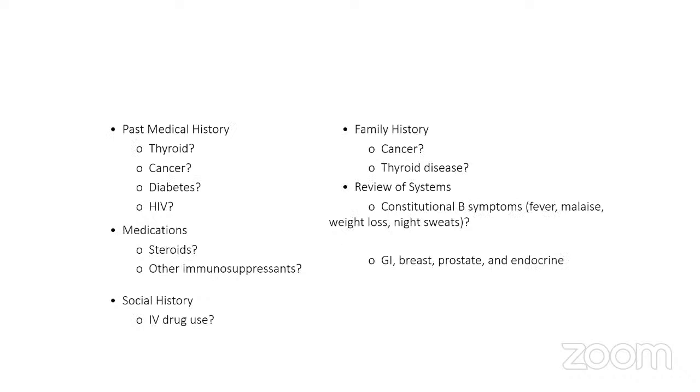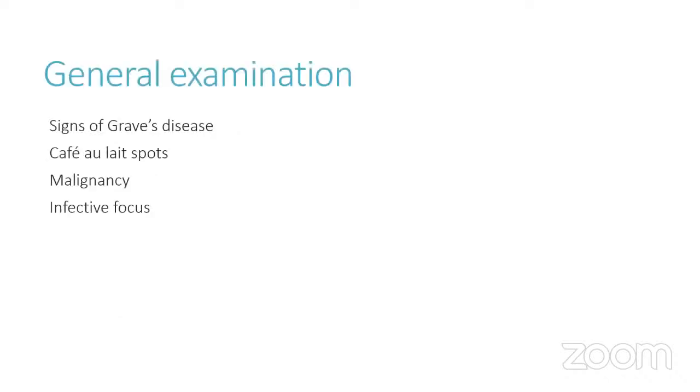Then we have to ask the patient for a past medical history. Thyroid history is very important because it is one of the most likely causes of proptosis. Then any history of cancer, already detected. Then diabetes, HIV history. If the patient is on any medications like steroids or other immunosuppressants, social history, and then family history of any cancer or thyroid disease, as it runs in families. Then review of symptoms: presence of any constitutional symptoms like fever, malaise, weight loss, night sweats, suggestive of a lymphoma or a leukemia. And the GI, breast, prostate, and endocrine systems have to be evaluated.